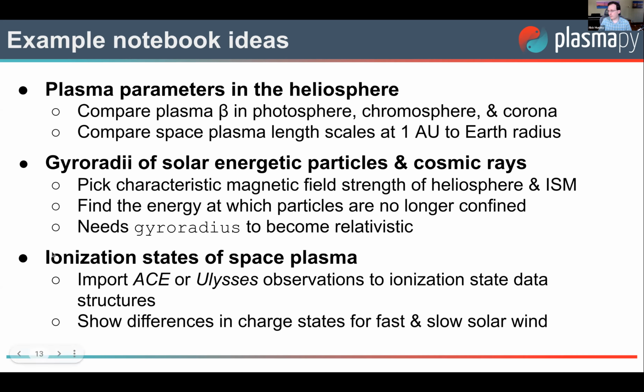And then also I'd be very interested in working on a notebook for ionization states in space plasmas. If we get ACE or Ulysses composition measurements, which say how much iron is at different charge levels, ionization levels, we can then do some visualization, like looking at how the charge states of iron differ between the fast and slow solar wind. The goal of these is to introduce PlasmaPy at the same time as talking about some really cool plasma physics, heliophysics stuff.